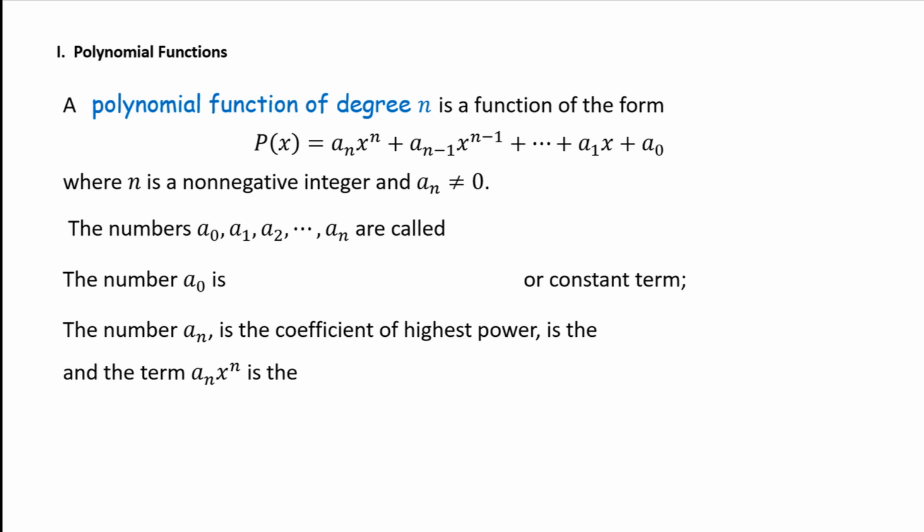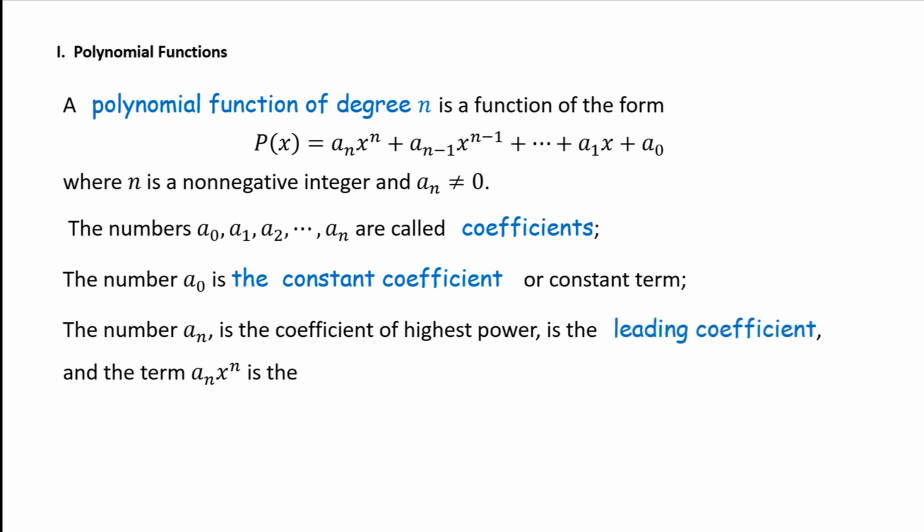The numbers a sub 0, a sub 1, a sub 2, all the way to a sub n are called coefficients. The number a sub 0 is the constant coefficient or constant term. The number a sub n is the coefficient of the highest power, and it is called the leading coefficient. And the term a sub n x to the n is called the leading term.